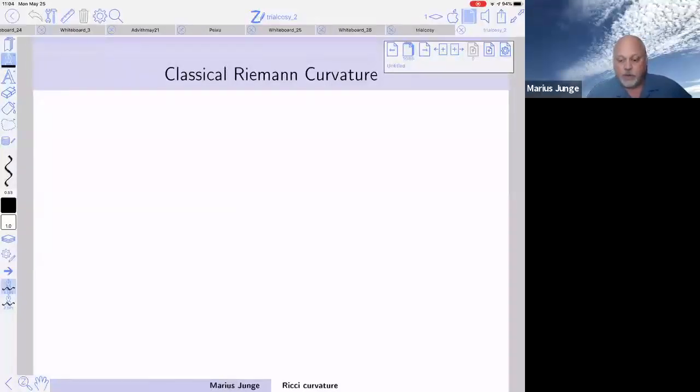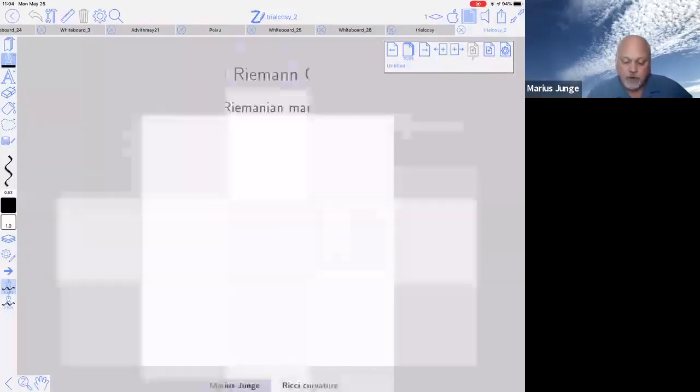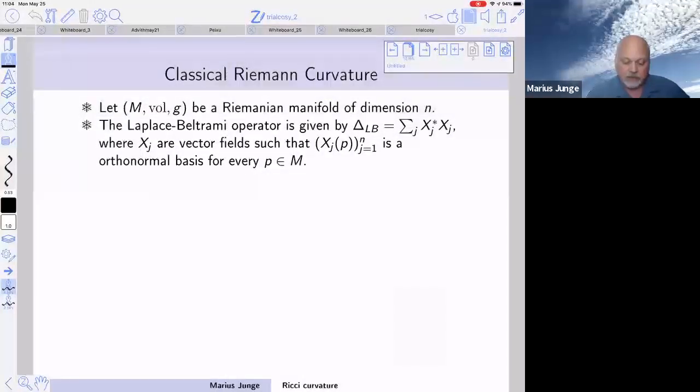For those who have not seen Riemann curvature before, I will give a definition now. Our starting point is a manifold. Then we have a volume form and a metric. These things are not independent. If you have the metric, you have a volume form, and vice versa. But I want to stress that we have a space, a measure, or later on we will have a trace, and we have some inner product, right? So these are the data we are looking for.